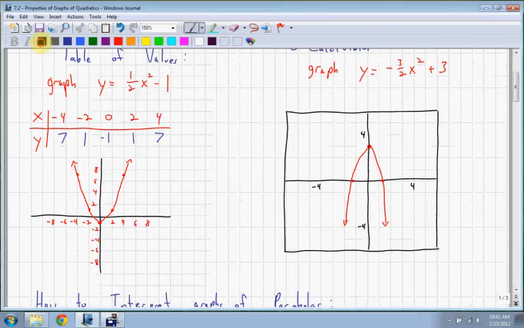Sometimes what they want you to do is they have a y1 equals and a box, and in that box you would put this function here. You would just put the value of that function. Y equals what you put in the calculator.